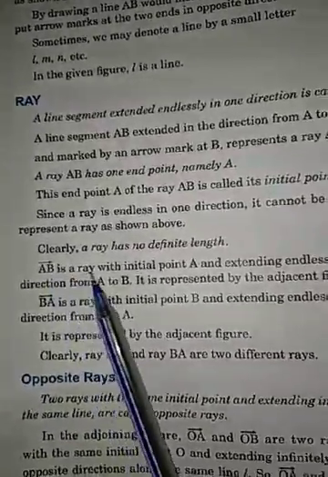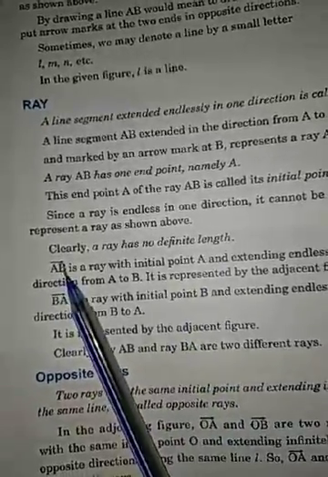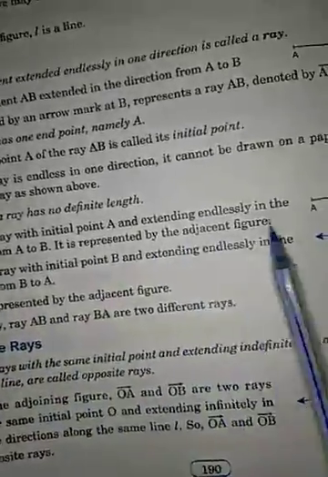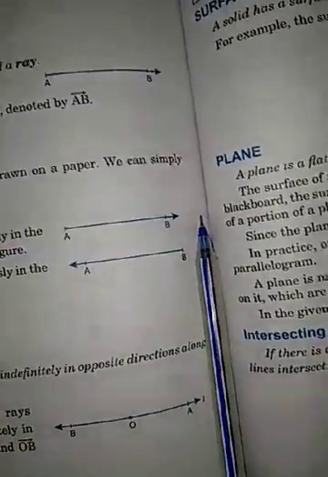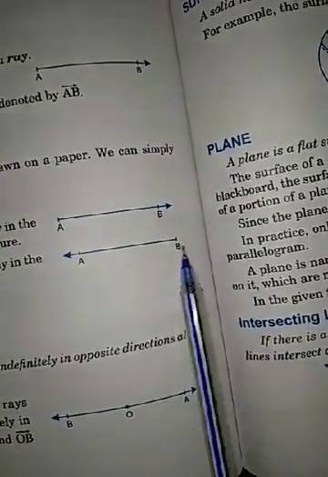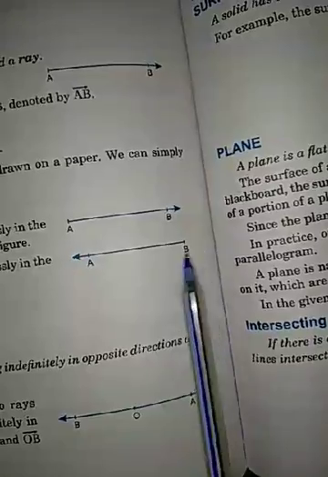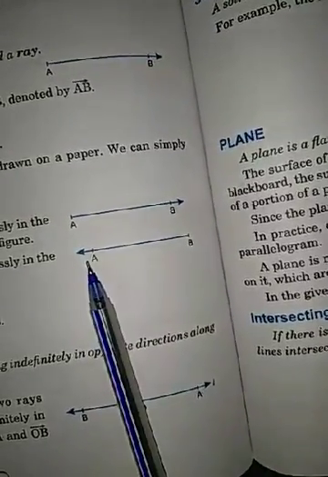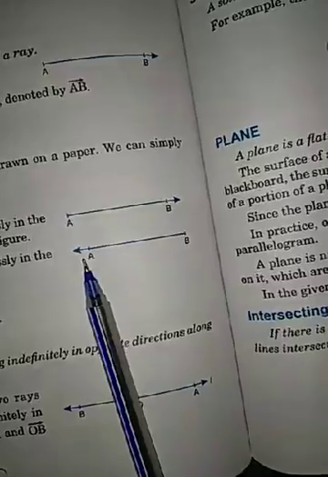Ray AB is a ray with initial point A extending endlessly in the direction from A to B. It is represented by the adjoining figure. This is the ray AB. And another ray is BA. It starts from point B and extends endlessly along the direction of B to A.